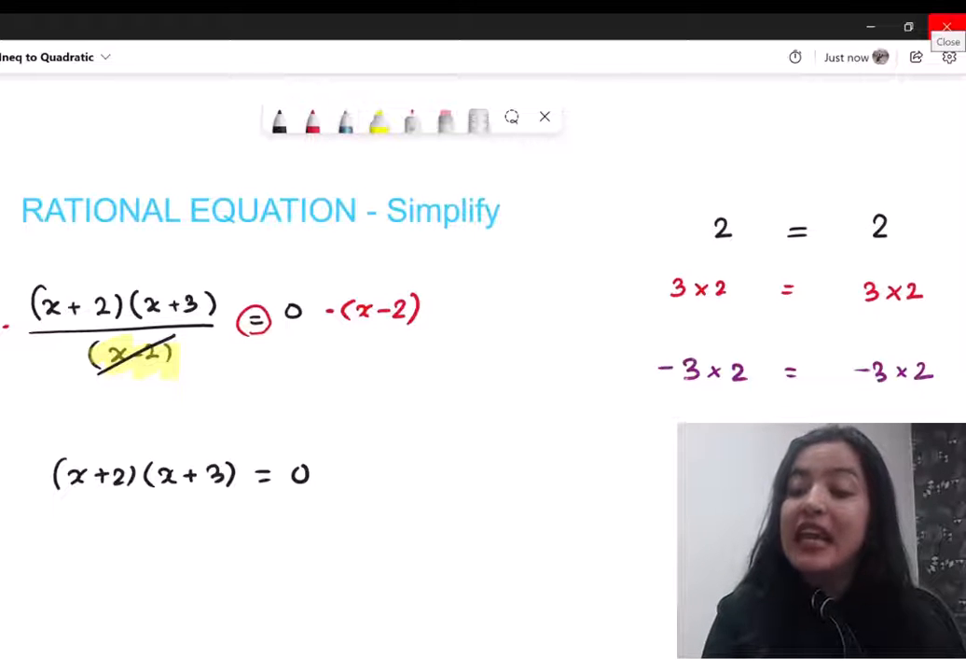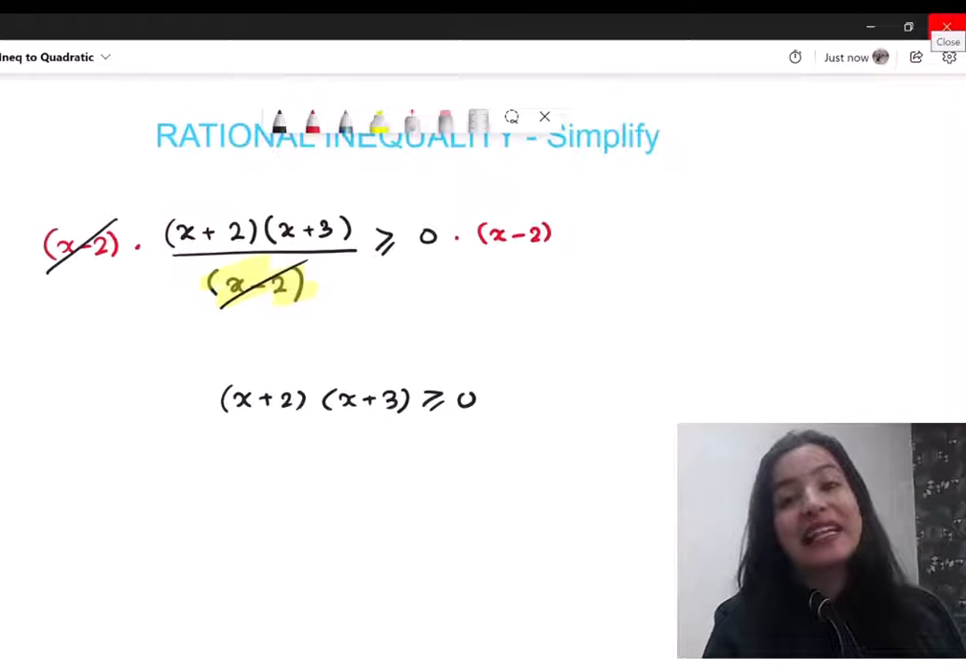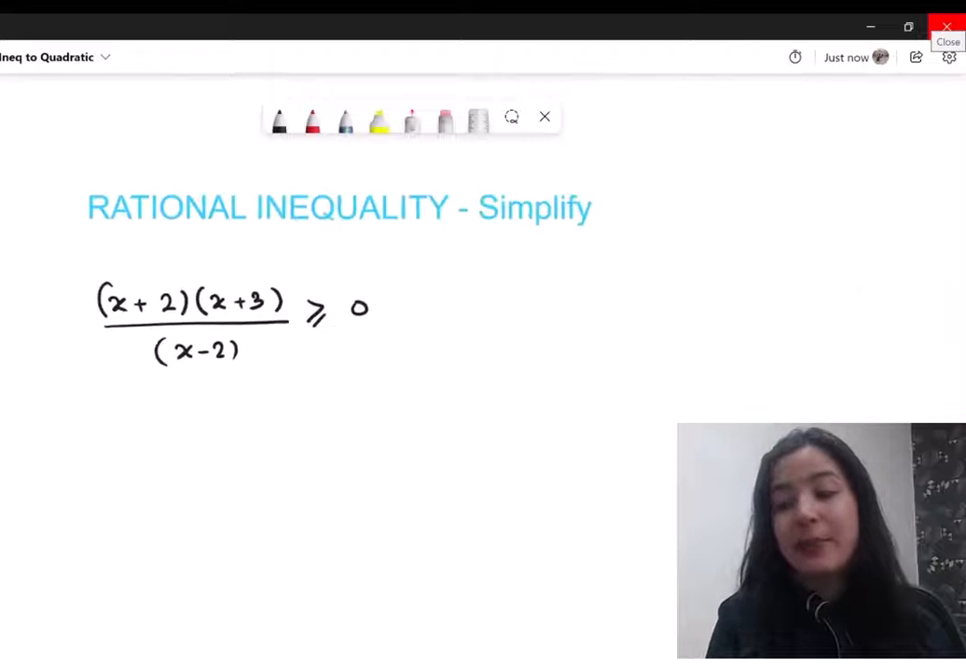Now what happens in an inequality is slightly different. Let me show you exactly what happens here.